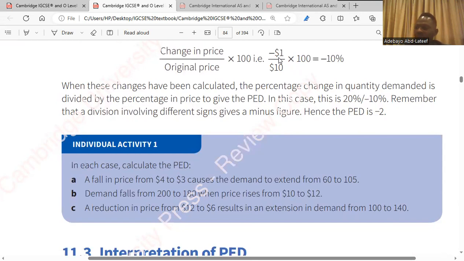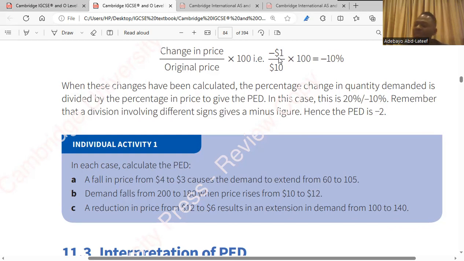Clear, right? We use 200 instead of 240. So that's 240 minus 200 over 200. So 240 minus 200 will be 40 over 200, not minus 40. So 40 over 200 divided by minus 1 over 10 gives us 40 over 200 multiplied by 10 over minus 1. Then we have 4 over 2 times minus 1. So 4 divided by 2 is 2. 2 times minus 1 is minus 2. So our price elasticity of demand is minus 2.